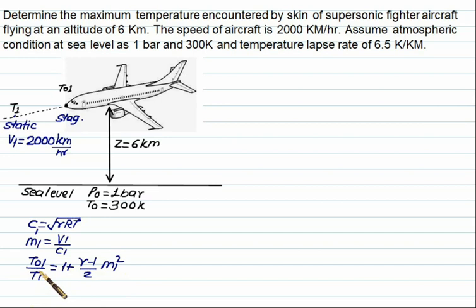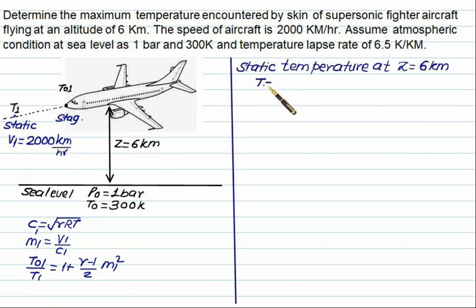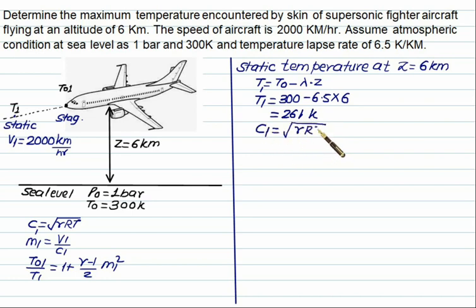To calculate the temperature at the altitude of 6 km, we'll use the equation T equal to T0, or T1 equal to T0, that is the temperature at sea level, minus lambda multiplied by Z. So we have T1 equal to 300 minus 6.5, which is the temperature lapse rate, multiplied by altitude 6 km. So this temperature is 261 Kelvin. Now we can calculate the corresponding velocity of sound C1 using the equation under root of gamma RT1. Our medium is air, so we have gamma equal to 1.4, gas constant equal to 287, and the temperature at altitude 6 km is 261.